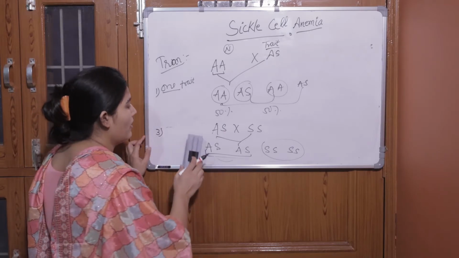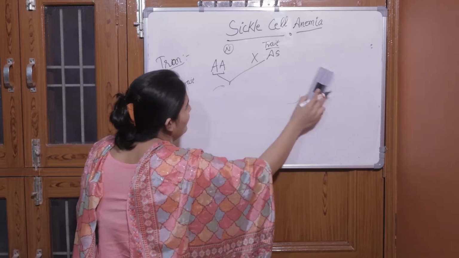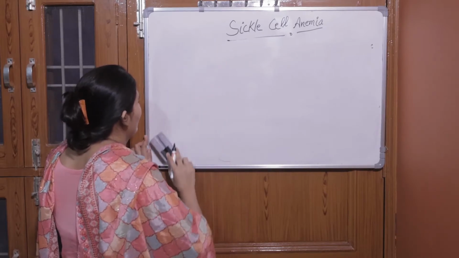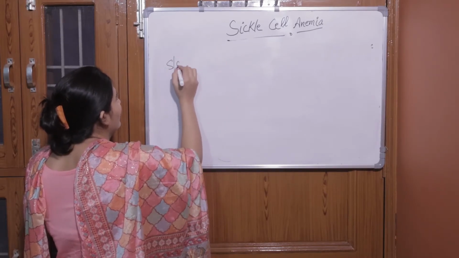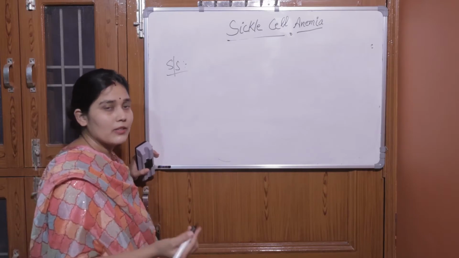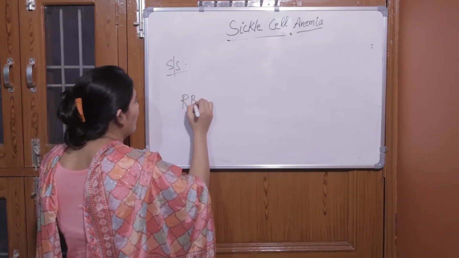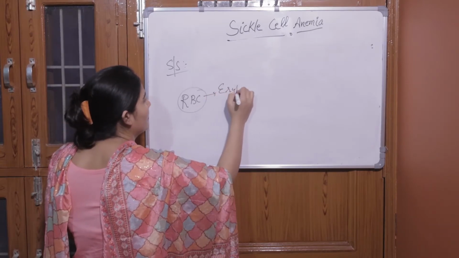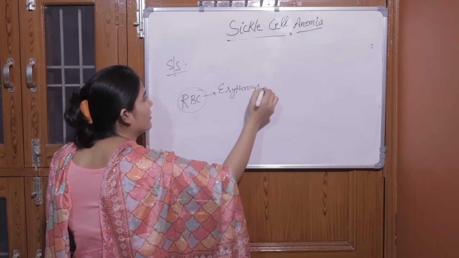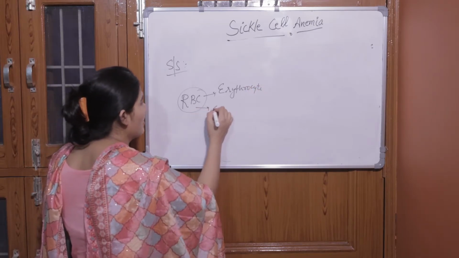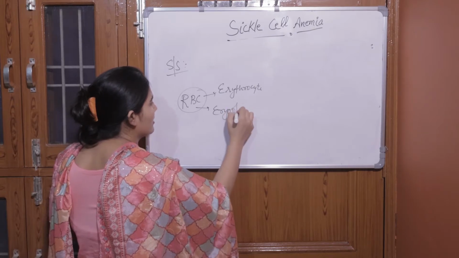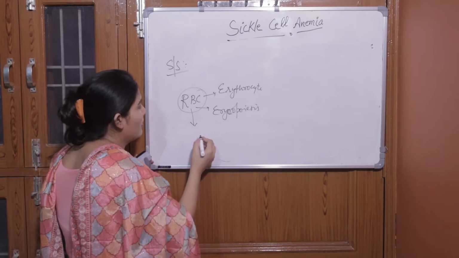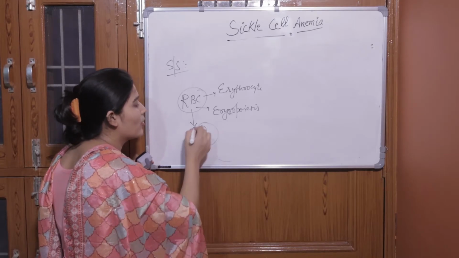Now we will see what the signs and symptoms are if a child is having sickle cell anemia. The first thing is, because the shape of the RBC is changed. So what is the normal form of RBC? Normally RBCs are known as erythrocytes. The process of formation of RBC is known as erythropoiesis. So what are RBCs doing? They are transporting oxygen.